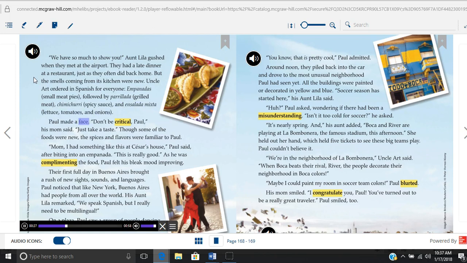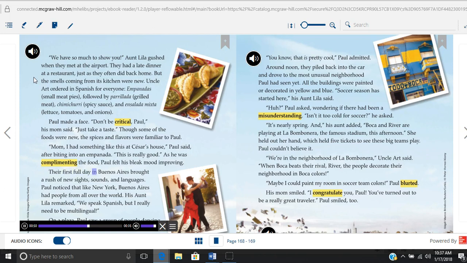Paul made a face. "Don't be critical, Paul," his mom said. "Just take a taste." Though some of the foods were new, the spices and flavors were familiar to Paul. "Mom, I had something like this at Cesar's house," Paul said, after biting into an empanada. "This is really good." As he was complimenting the food, Paul felt his bleak mood improving.